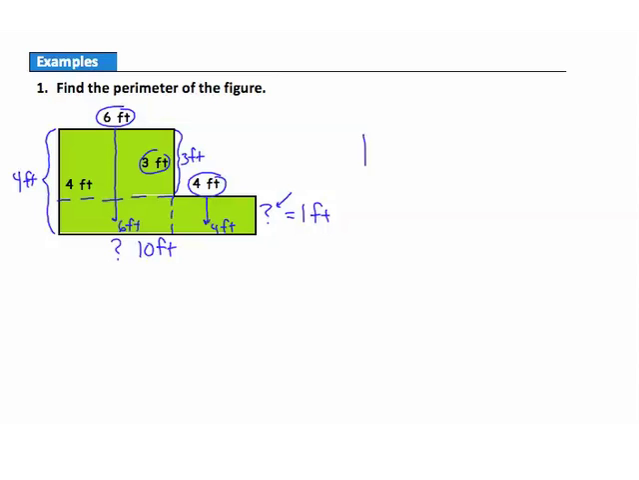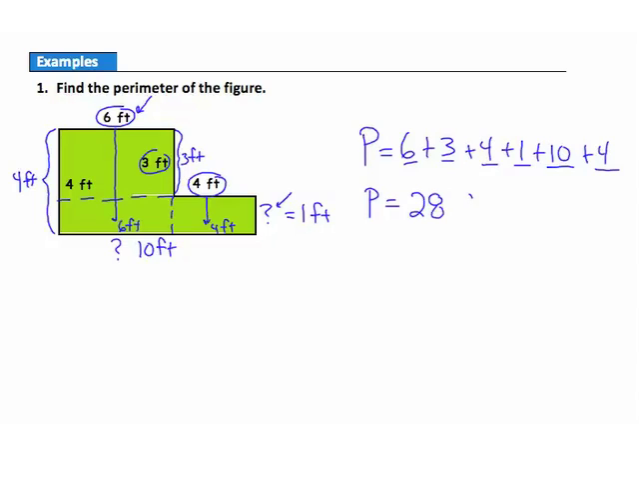Now we can find the perimeter. So we use capital P for perimeter. I'm going to start up here at the top and work my way around the figure. So starting with that 6 feet, I have 6, plus 3, plus 4, plus 1, plus 10, plus 4. Now I just want to add these things together. So let's see. 6 and 3 is going to give me 9. 9 plus 4 is going to give me 13. 13 plus 1 is 14. 14 plus 10 is 24. 24 plus 4 is 28. So this figure has a perimeter of 28 feet.